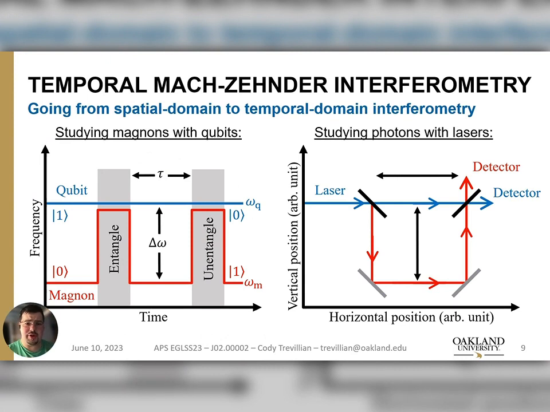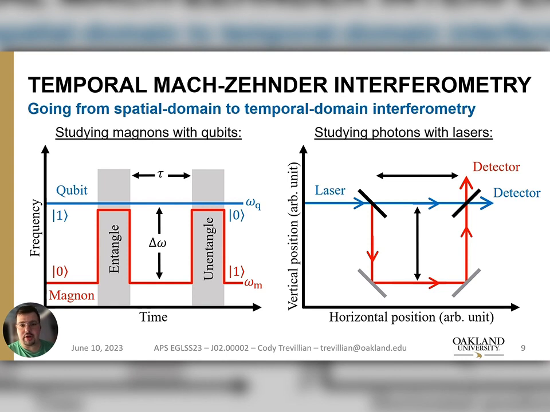How would this work? Well, in a typical Mach-Zehnder interferometer, we're studying photons with lasers. And so we have two beams that interact at certain spatial points. And by adjusting the lengths of the two arms, we can study the interference pattern at one or both detectors.